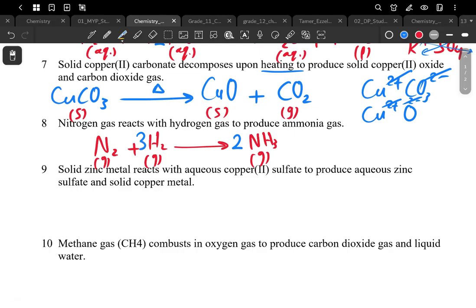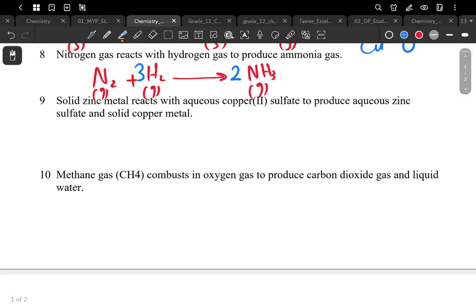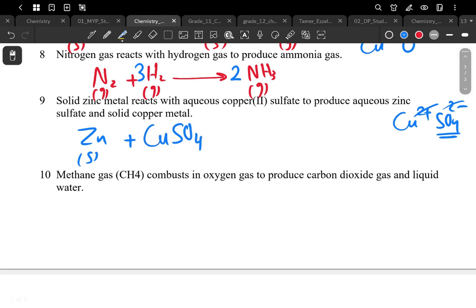Now everyone is happy. Zinc metal, which is solid, reacts with aqueous copper 2 sulfate. Copper is 2 positive, sulfate is SO4 2 negative. This is one of the polyatomic ions, and since they have the same charge, it is copper sulfate. Copper 2 sulfate is an aqueous solution, and it produces zinc sulfate.